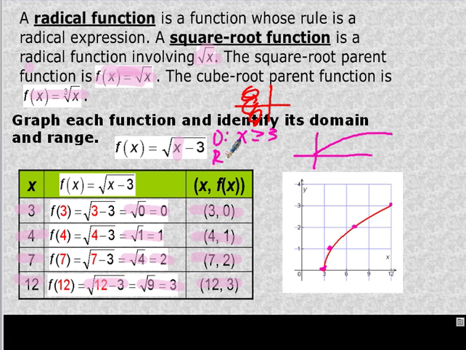What's our range? Well, if we look at the graph, what's our lowest value of y? Y is never going to be less than 0 because the square root cannot be negative. So it's going to be y is greater than or equal to 0.